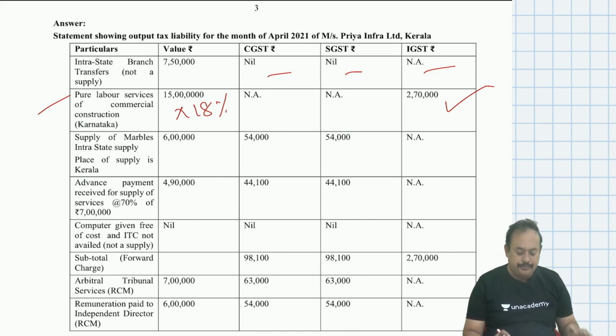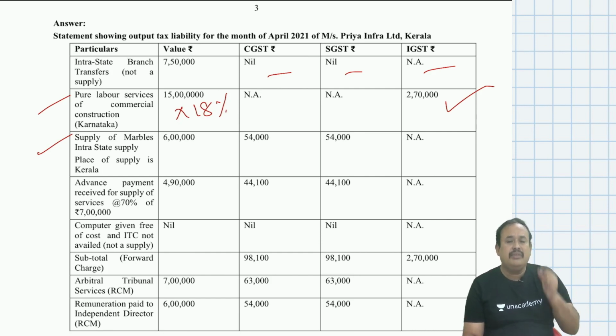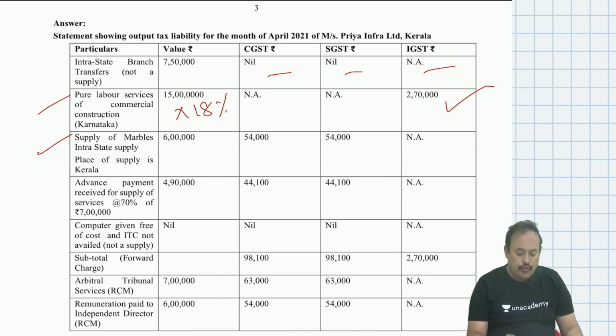Further, my dear friends, supply of marbles, intrastate supply, place of supply Kerala, because it is nearest to the location of the supplier. So 4,90,000, which is 70% of the 7 lakh, on which 9% CGST, 9% SGST, 44,100, 44,100.